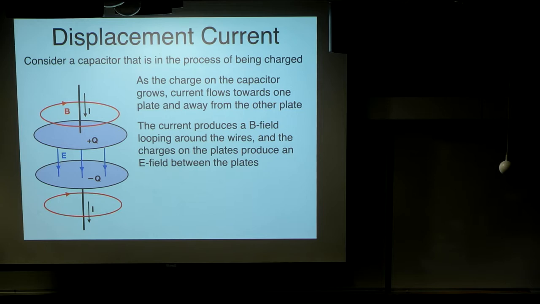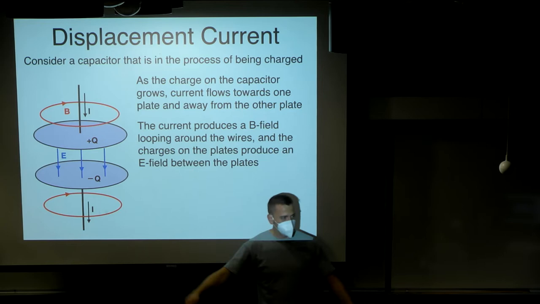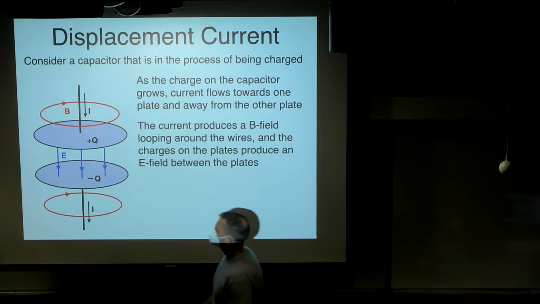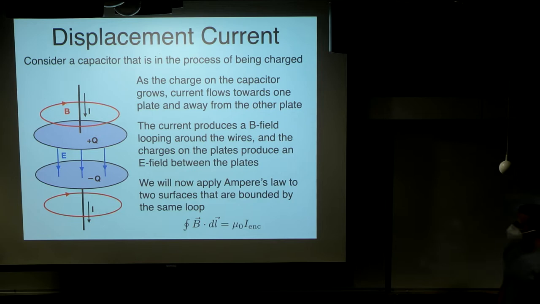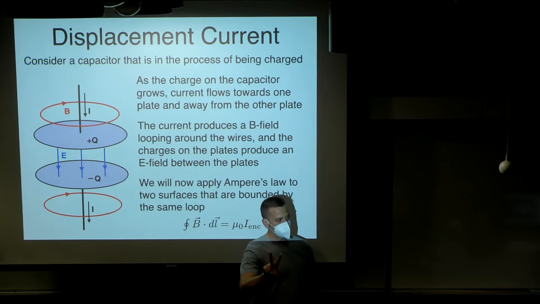So I just want to establish, we already know everything to establish this picture, but I want to establish that we have a B field and an E field present when it comes to this charging capacitor, and that's what they look like, okay? So here's what we're gonna do with this picture. We're gonna apply Ampere's law in two different cases, okay?